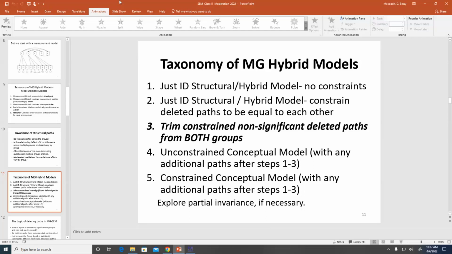Instead of just looking at conceptually deleted paths, we really have to look at first, is this conceptually omitted path, can it be constrained to be equal across the 2 groups? If yes, now once it's constrained to be equal, can I get rid of it? If I can't constrain it to be equal, it stays. If I do constrain it to be equal, but it's statistically significant, it stays, right? It only goes if I can constrain it to be equal, and after I do that, it's also not statistically significantly different from 0. Yes, Fayez.